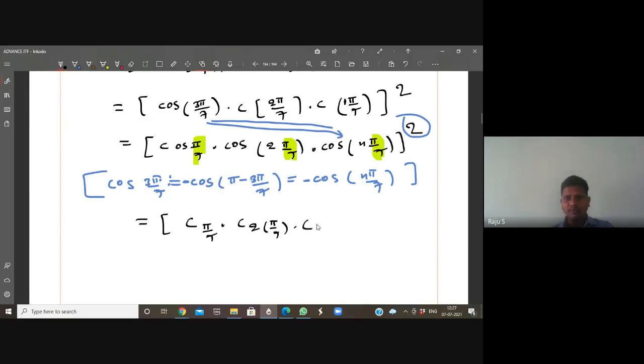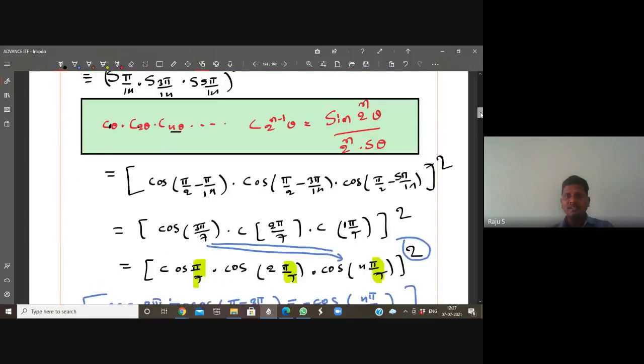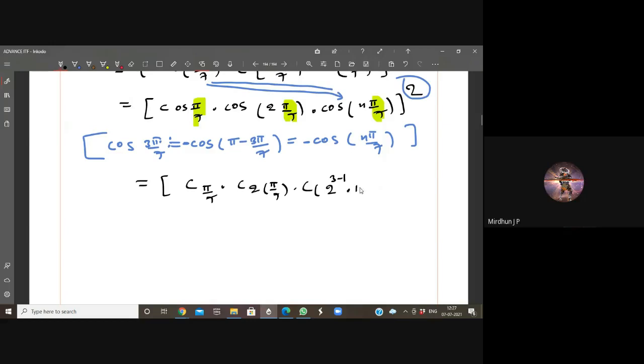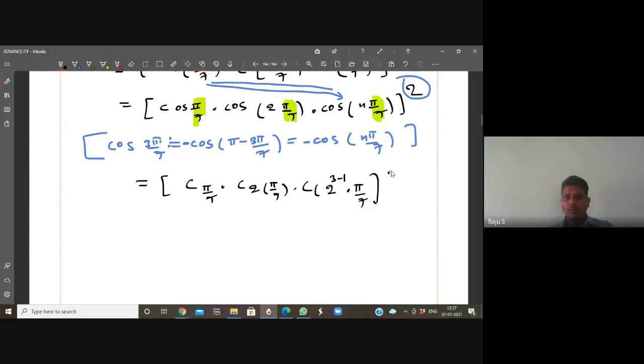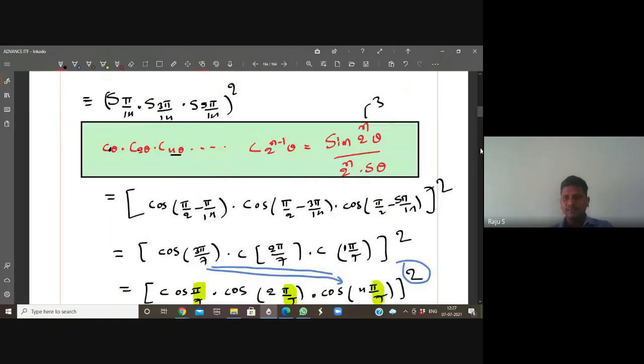So on the LHS, 4 can be written as 2 square. Am I right? 4 can be 2 square, but 2 power 3 minus 1, exactly, the LHS is 2 power n minus 1. 4 can be written as 2 square, so 2 power 3 minus 1 into theta. Theta means what? Pi by 7, whole square. So what about the RHS? N value is 3. Substitute n.